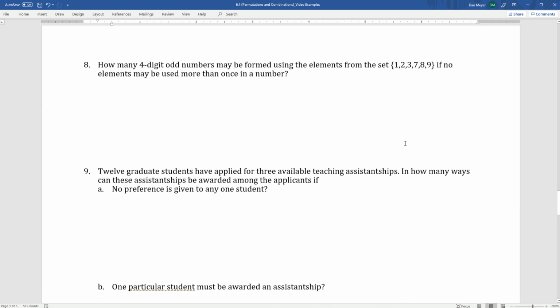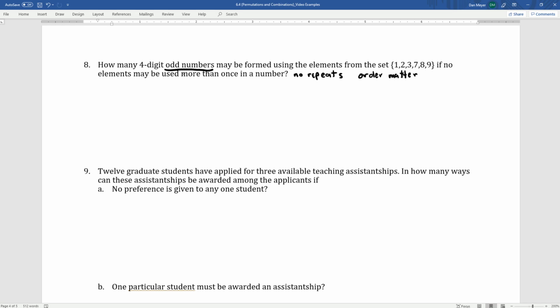All right. Moving on to number 8, how many 4-digit odd numbers may be formed using the elements from the set 1, 2, 3, 7, 8, 9 if no elements may be used more than once? Okay, so we got no repetition here. We're not allowed to repeat selections from that set. We had no repeats, and the order matters. All right, so this looks like a permutation, but there's a restriction here. So this is a permutation with a restriction.